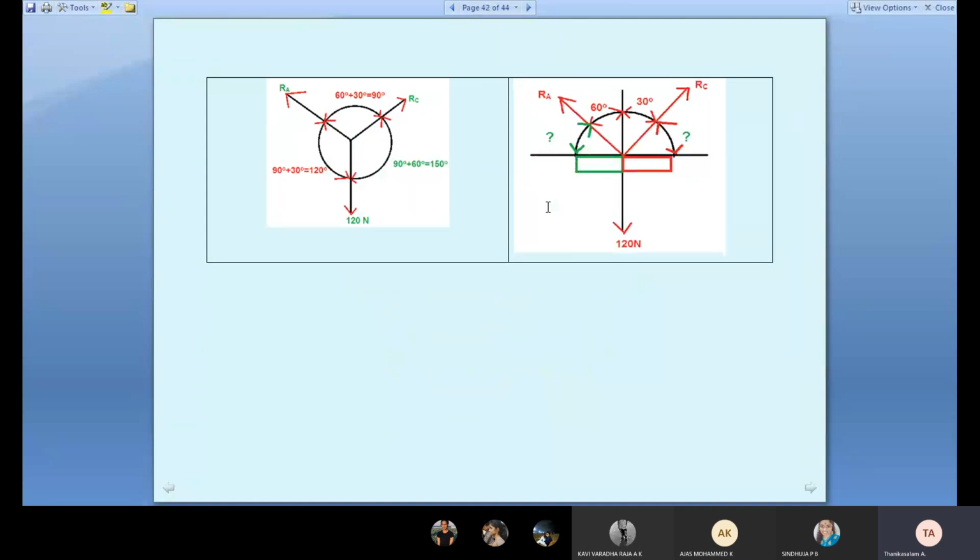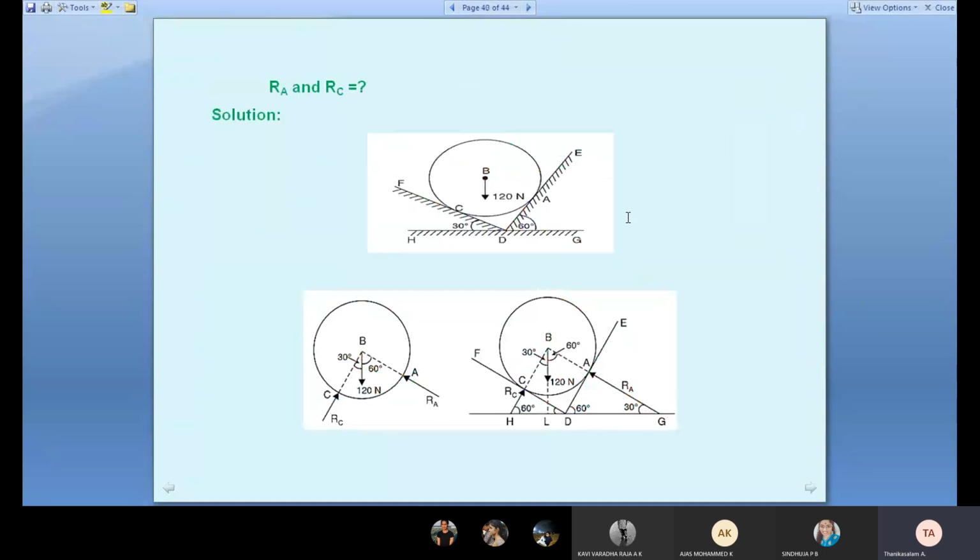Students, whenever a diagram is given, you have to draw the free body diagram. Yesterday I told you, what is a free body diagram? Remove the supports and introduce the tension, reaction, everything, and the weight. In this diagram they are supported at A and C, so two reactions, and the weight is also given. So we have to calculate which direction RA goes, and which direction RC goes, by applying your mathematical skill.